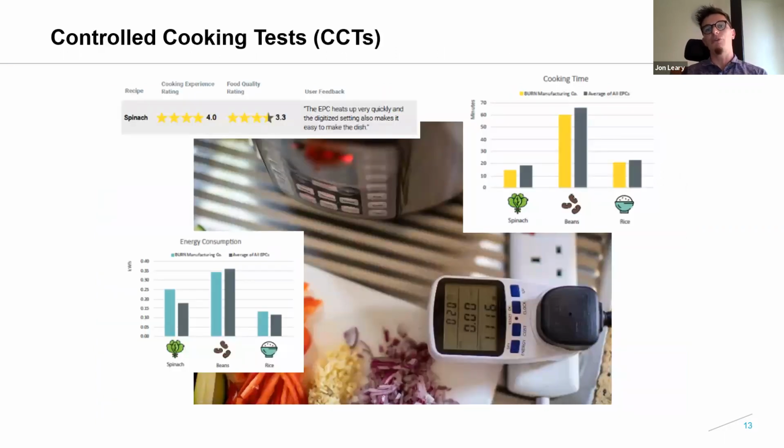After the initial focus group, each of the participants in the testing took home each model of electric pressure cooker that was entered into the competition. The super users did a set of what we call controlled cooking tests. This is where you pick one set recipe or a series of set recipes, and you cook the same dish on each appliance so you can get transferable results for how much energy and how much time is used to cook that dish, and also ratings on the cooking experience and the quality of the food.